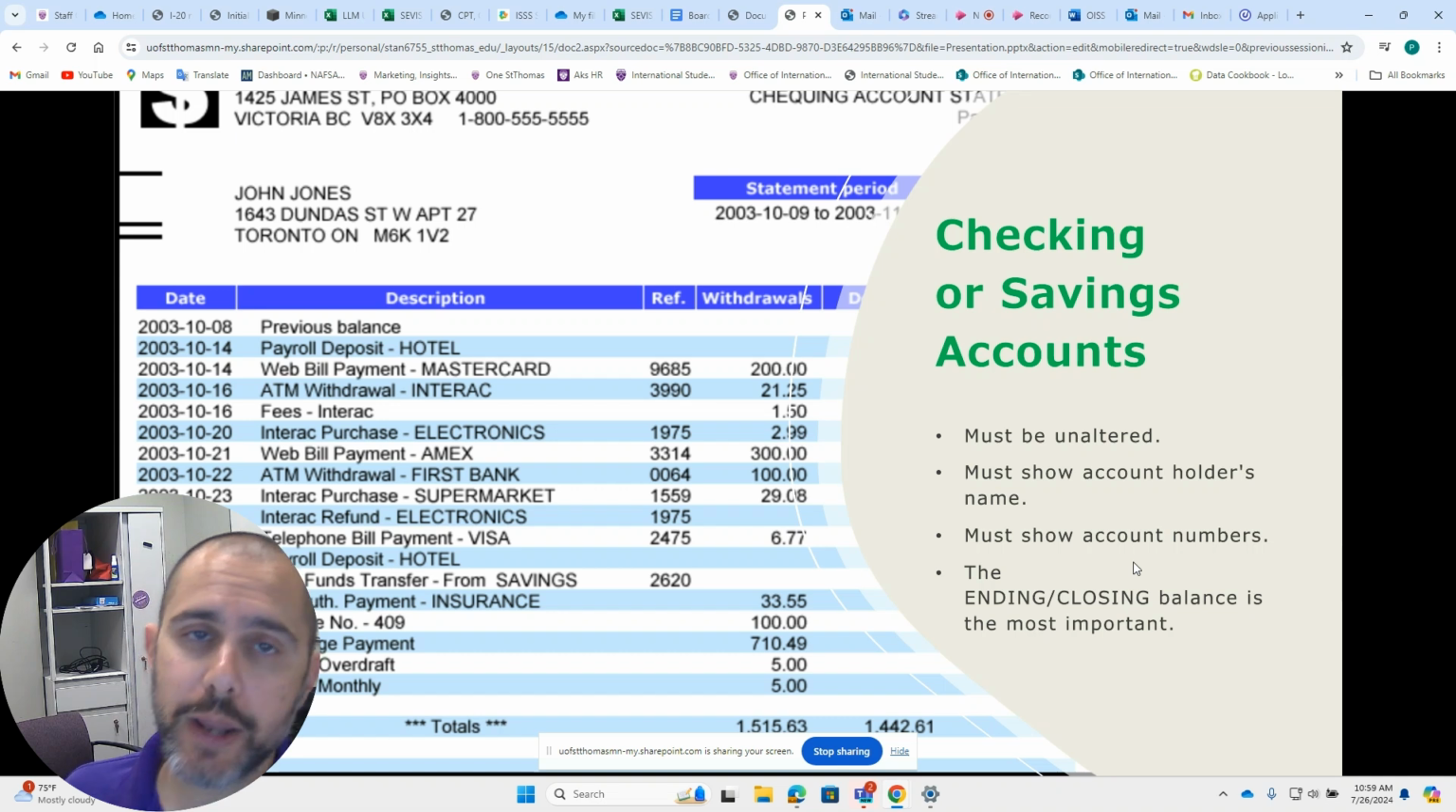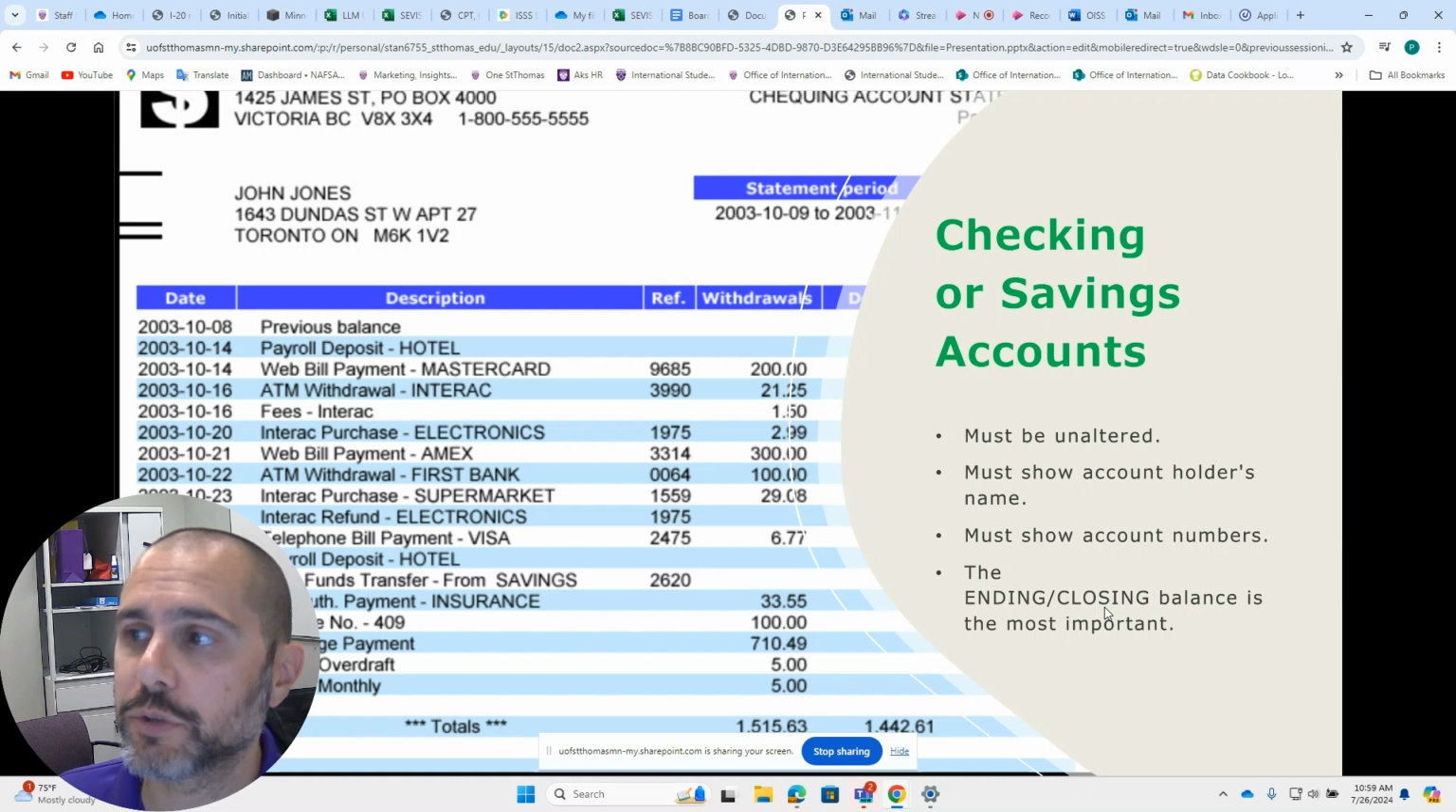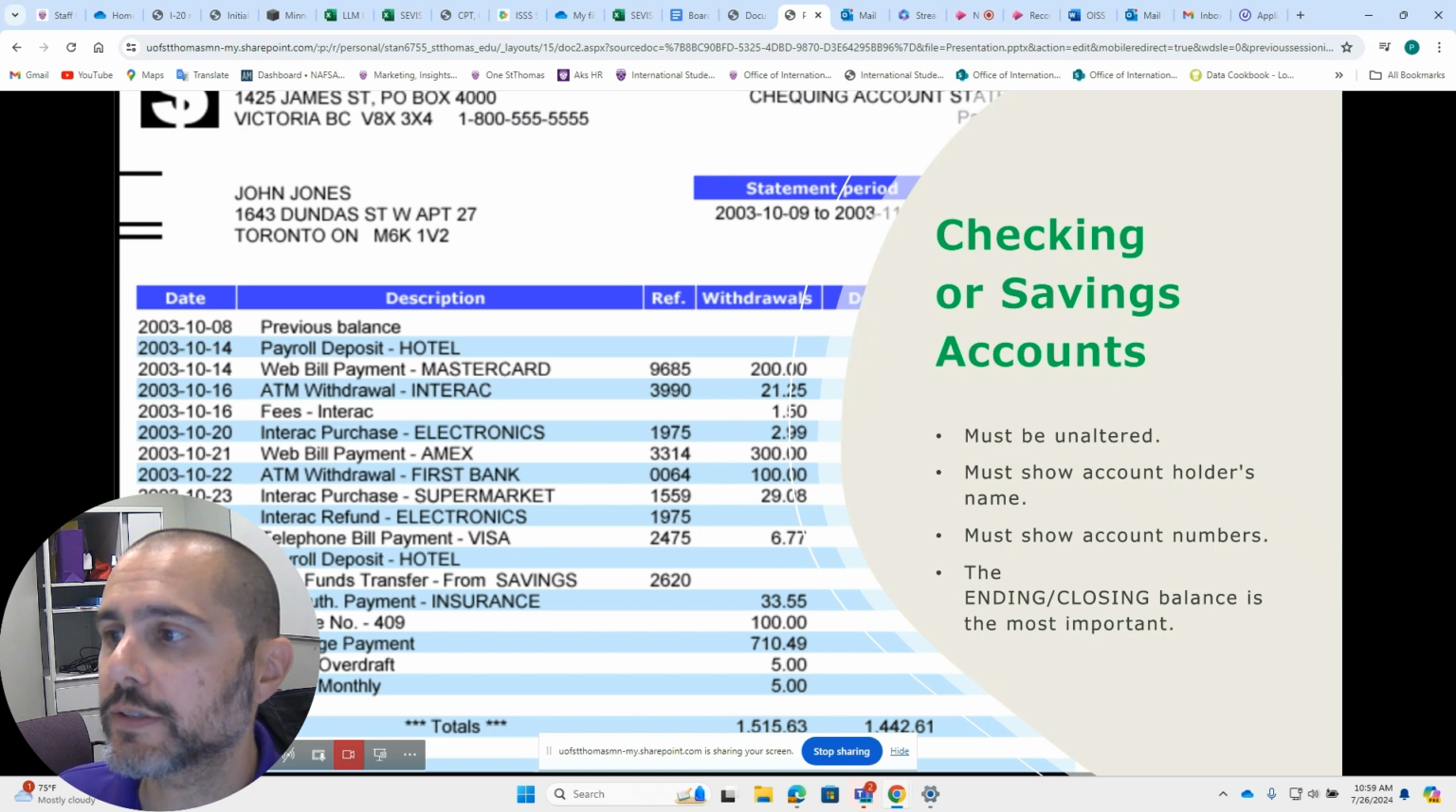All right, we're not accountants. We're not going to go through a document and do all the maths ourselves. I want to see the closing balance. So here you see an example. You can see the name, the account number, and you can see it has closing totals at the bottom. Okay, those are checking and savings accounts.